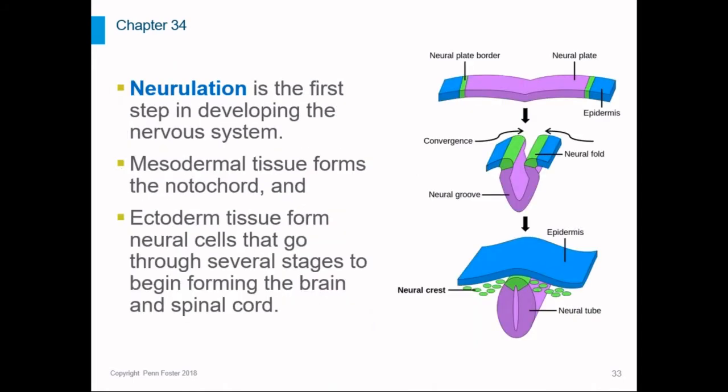Neurulation is the first step in developing the nervous system. Mesoderm tissue forms the notochord, and ectoderm tissue forms the neural cells that will go through several stages to begin forming the brain and spinal cord.